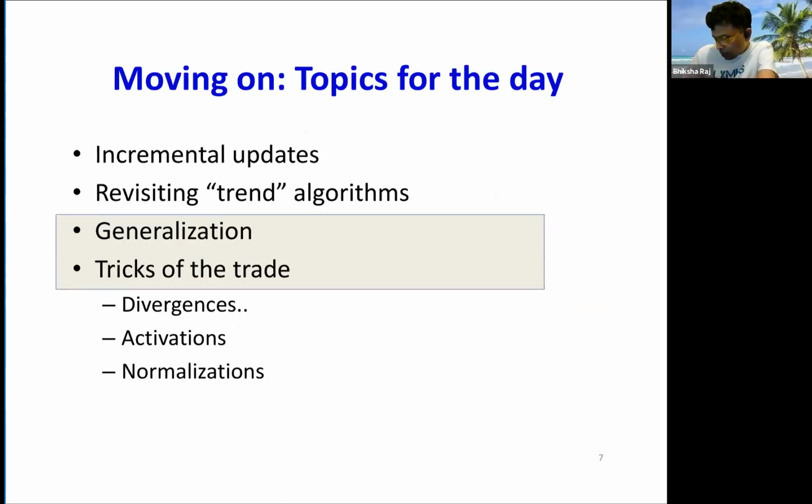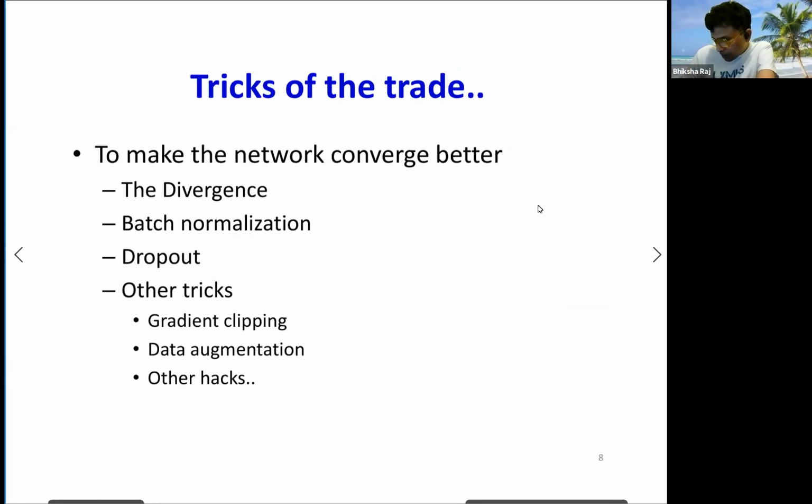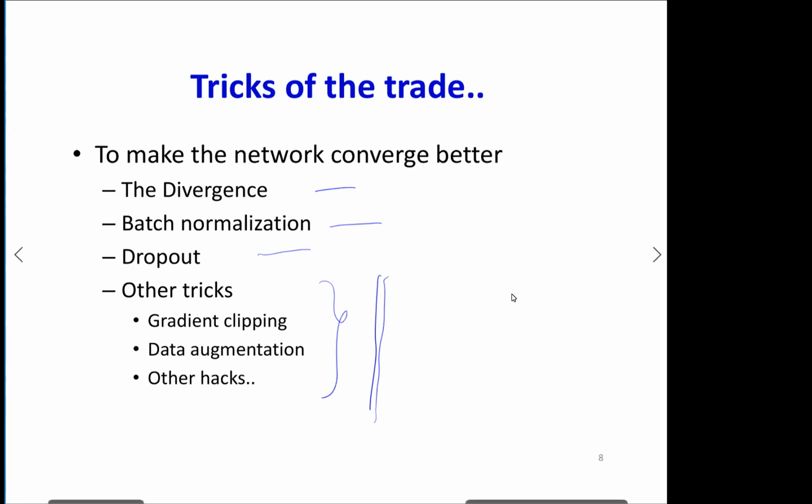And so we move on and look at the final topics in the series on training: divergences, normalizations, and other tricks of the trade. Specifically, we are going to consider these following topics: the properties of the divergence and how we choose it. We'll look at batch norm. We'll look at dropout and some of these other topics such as gradient clipping, data augmentation, and other hacks. I've listed these under tricks rather than as something formal because they are essentially heuristics.